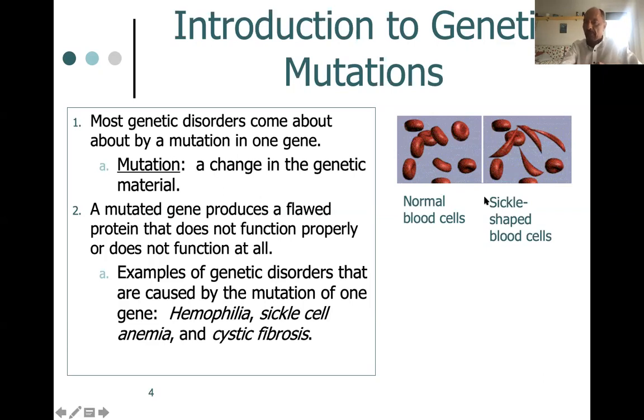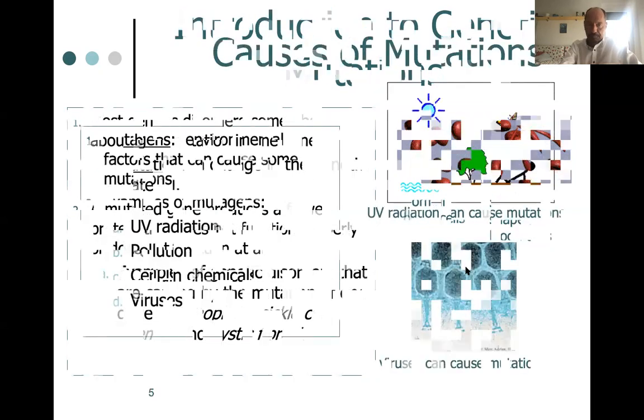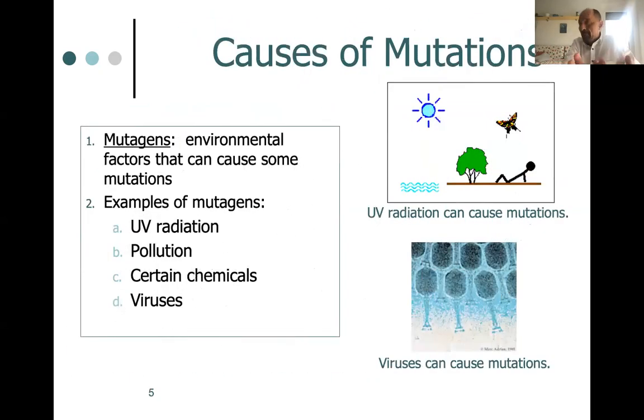These are examples of the blood cells in sickle cell anemia. The causes of mutations, of course, there are many, many causes of mutation. Viruses induce mutation, UV radiation induces mutation, chemicals, pollution, all these environmental factors induce mutation, and of course, for us, ionizing radiation.